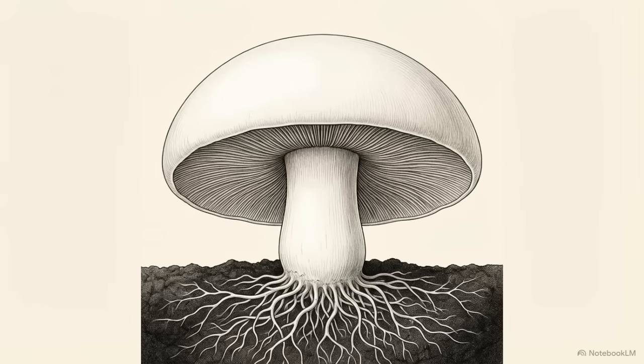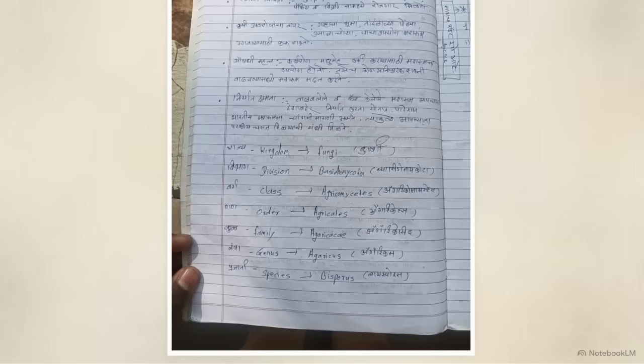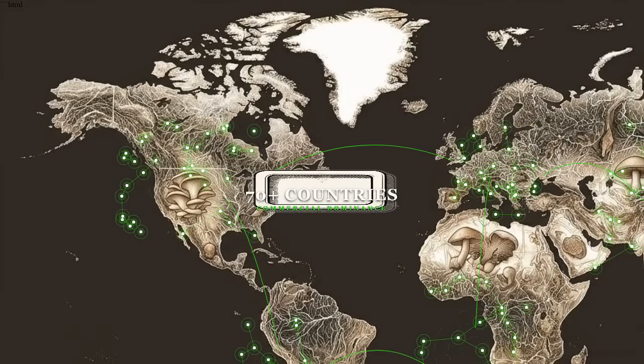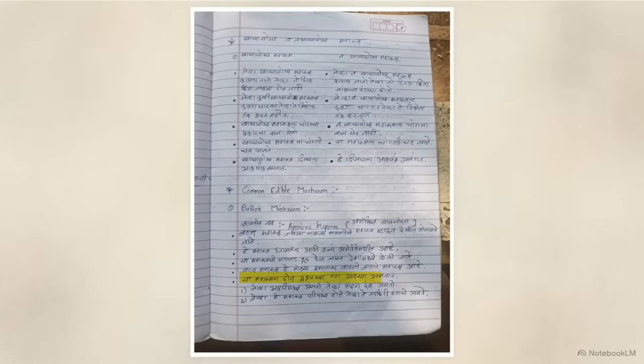The final essay question asks for a comprehensive profile of the button mushroom. Looking at the taxonomy section of our notes, you must trace the hierarchy strictly from kingdom fungi through the genus Agaricus to the specific species Bisporus. Commercially, the button mushroom is the dominant global variety, cultivated extensively in more than 70 countries. Finally, checking the specific characteristics in our notes, describe its color phases. It presents a white color when immature and naturally darkens to a brown hue as it reaches full maturity.